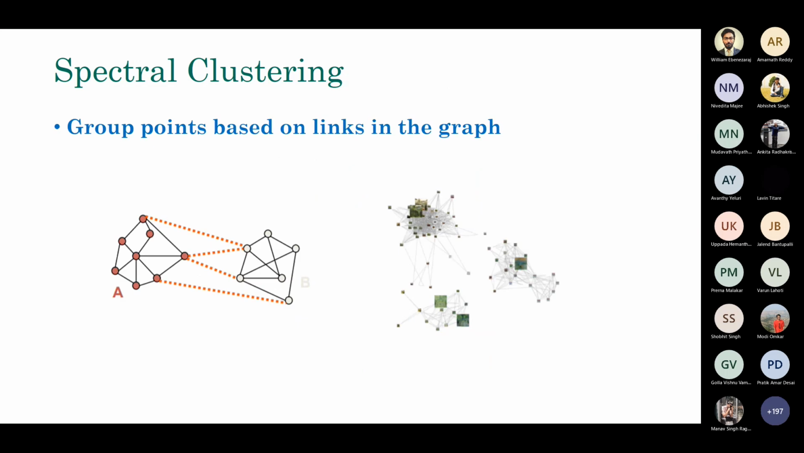So let us fall back to the notion, the idea of minimum cut, or cut and so forth. Here we want to group points based on the links in the graph. Again, the links are going to drive the whole clustering. If there are too many links between two groups, then we want to put them together. If not, then we want to separate them out. That's what we want to do.